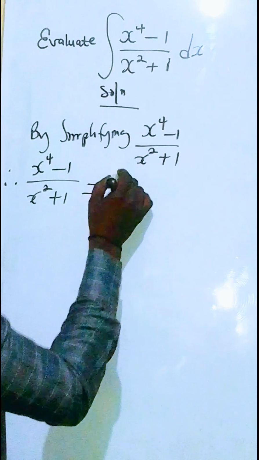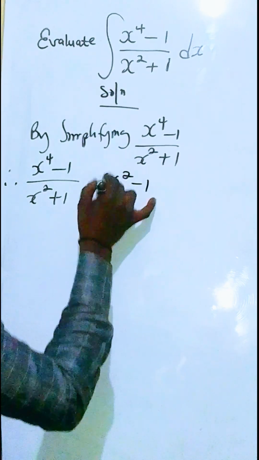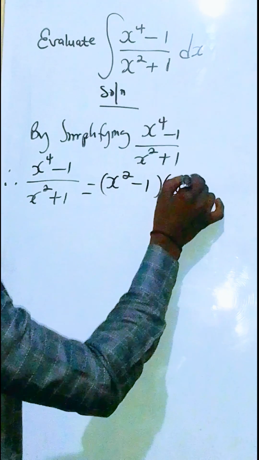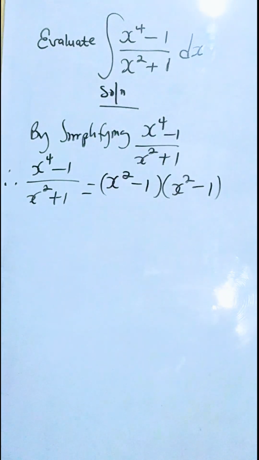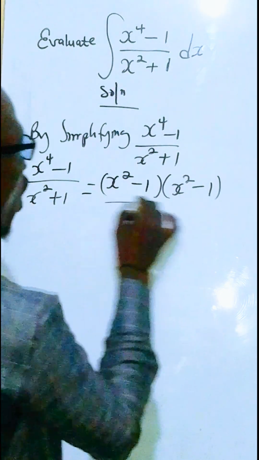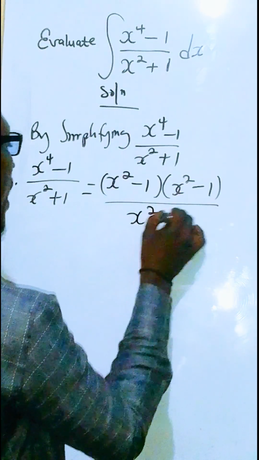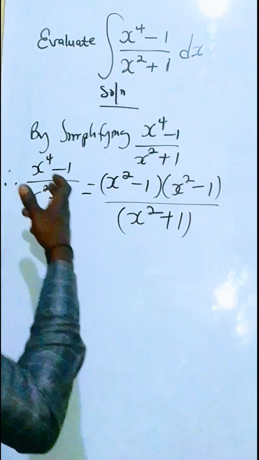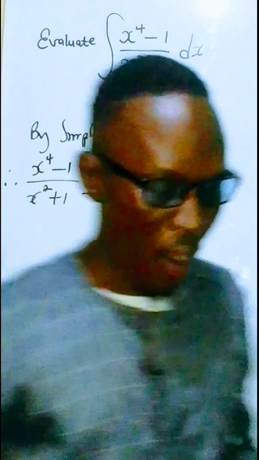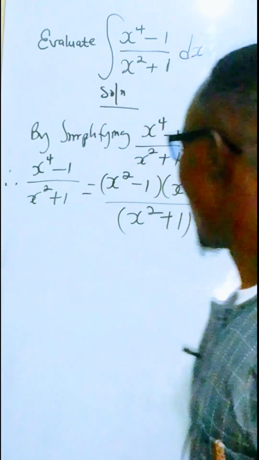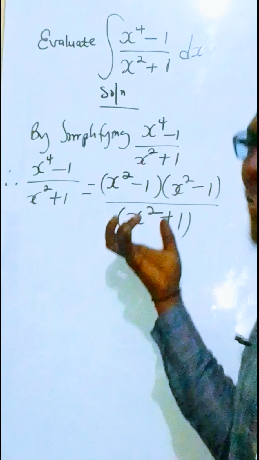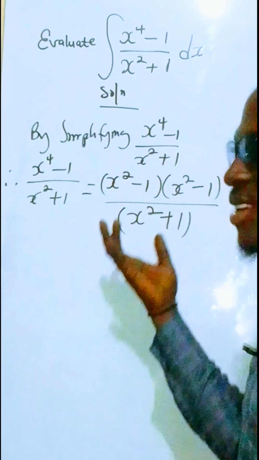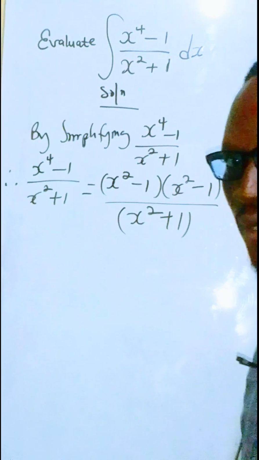So we can have x squared plus 1 in brackets and x squared minus 1, all over x squared plus 1. Now we have been able to rewrite this into this form. For us to be able to simplify this, we can look into the factors and see if we can do some cancellation in order to get the basic form.